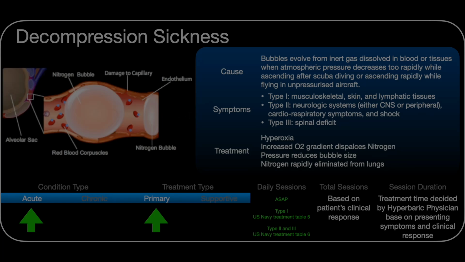The major cause of decompression sickness is bubbles that evolve from inert gas dissolved in blood or tissues when atmospheric pressure decreases too rapidly while ascending after scuba diving, or ascending rapidly while flying in unpressurized aircraft. The symptoms are indicated on this diagram. The treatment with hyperbaric oxygen therapy depends on hyperoxia, as well as the decrease in the size of the bubbles in the patient's circulation. These bubbles are rapidly eliminated out of the body through the lungs.